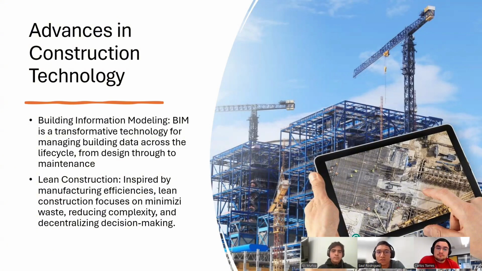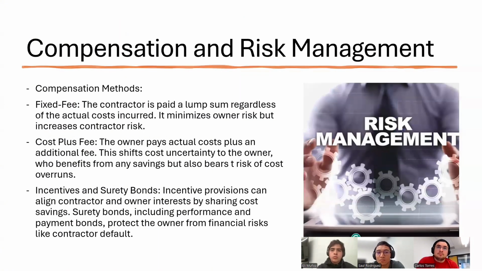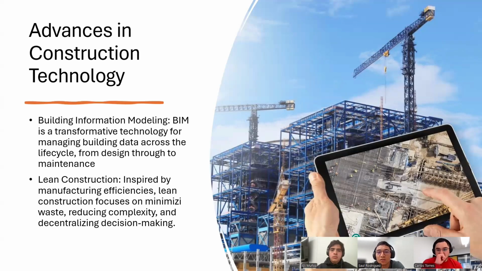Lean construction is inspired by manufacturing efficiencies. Lean construction focuses on minimizing waste, reducing complexity, and decentralizing decision making. This approach improves materials flow, workflow, labor efficiency, and overall project reliability. This is really good, as technology and methods continue to improve over the years, which allows us to save money and develop faster building methods.